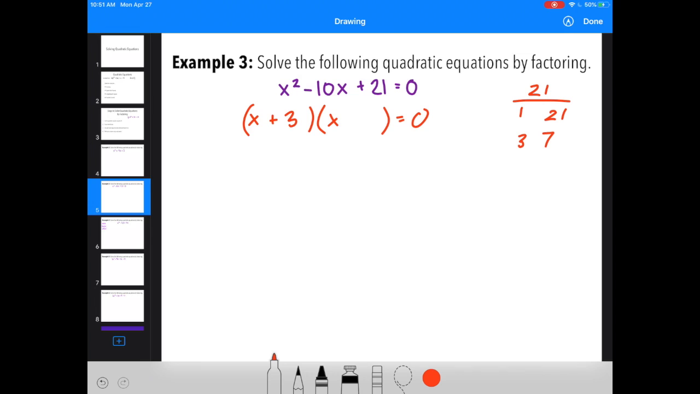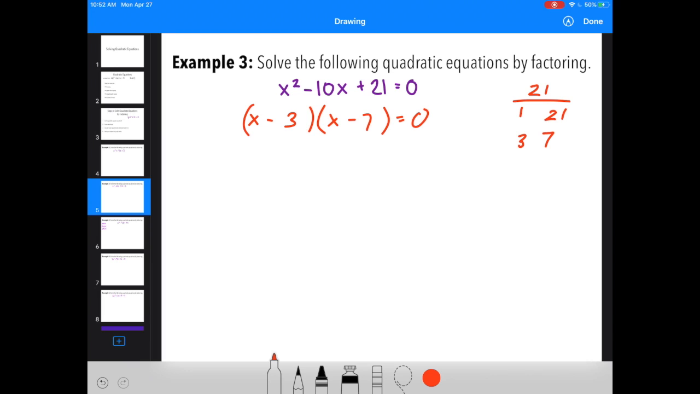Yes, I can take 3 minus 7. Oh, wait, no, I can't. Back up. It can't be 3 minus 7 because that's going to be -4. Oh, okay. I can take -3 plus -7 to equal -10. And -3 times -7 gives me +21. We love factoring, don't we?